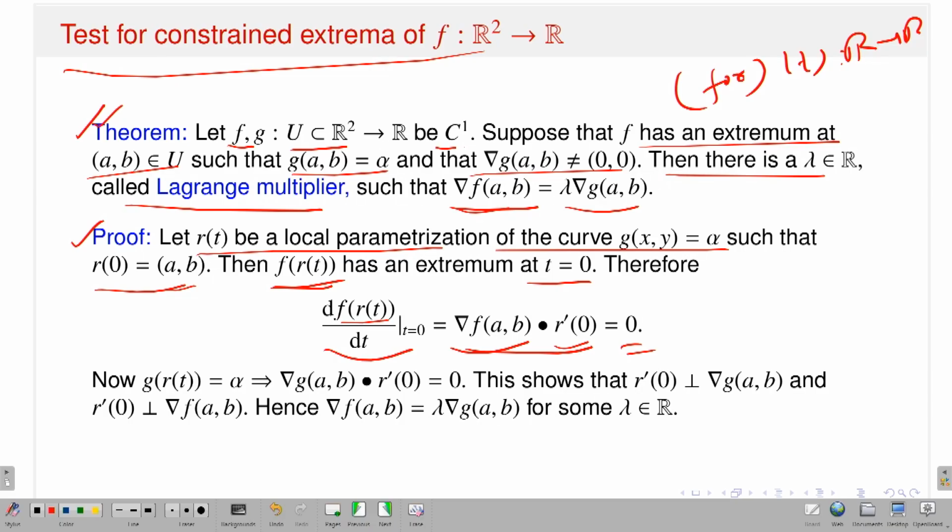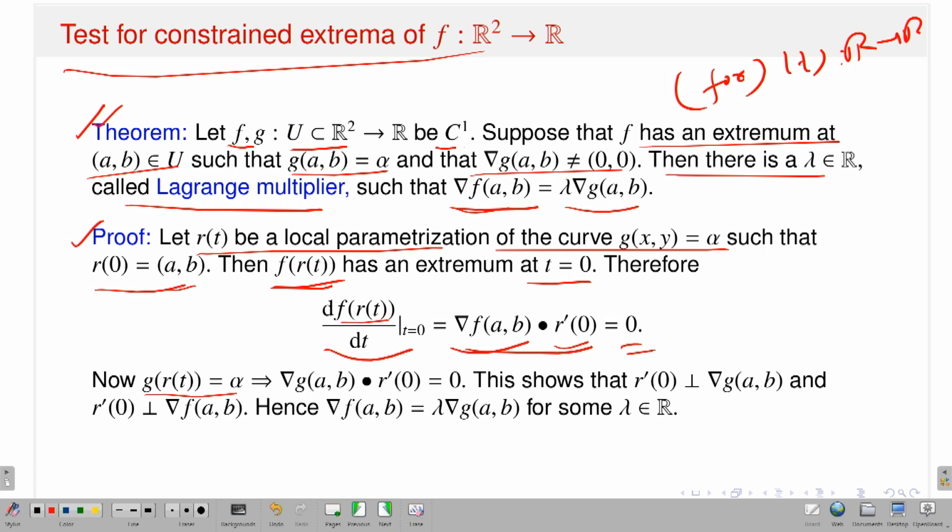So what I observed is that, given the hypothesis that f has an extremum at (a, b), I consider the curve g(x, y) equal to alpha, where alpha is g of (a, b). Then I take the local parameterization r and consider the function f composed with r, which has an extremum at t equal to 0, and therefore the derivative is 0. By the chain rule, the gradient of f at (a, b) dot r prime of 0 is 0. That is one hand. On the other hand, since g(x, y) is alpha, that curve has the parameterization r(t), so g of r(t) is equal to alpha for all t.